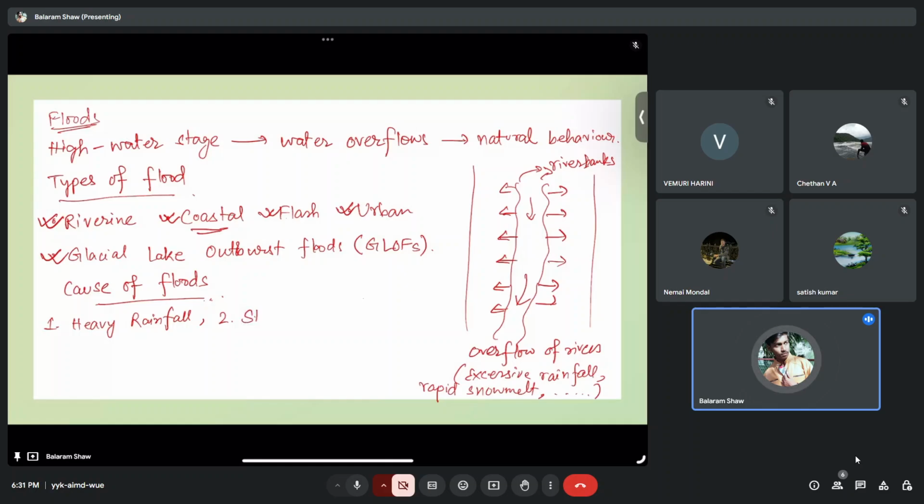Next is storm surges. If tropical storms, hurricanes or cyclones occur, particularly in the coastal areas, they can cause storm surges leading to coastal flooding. We have just seen that in coastal flooding, right? Next, if the river is a snow-fed river, then snowmelt can also cause the flood, right? Next, we have river overflow.